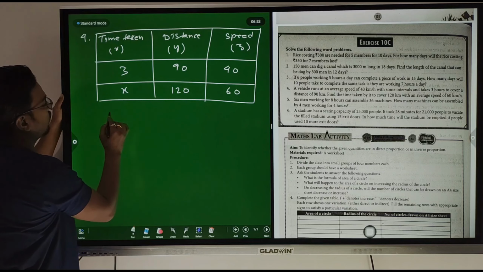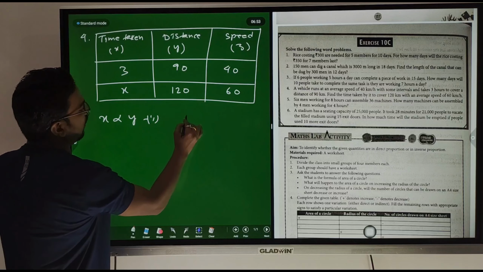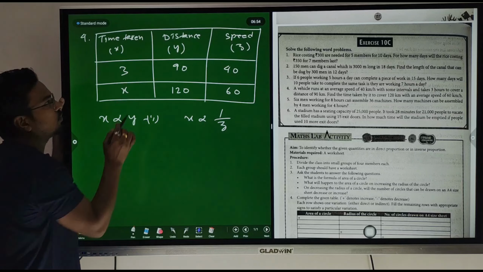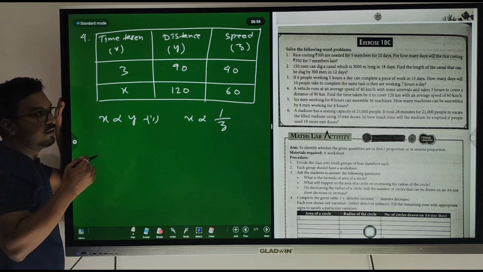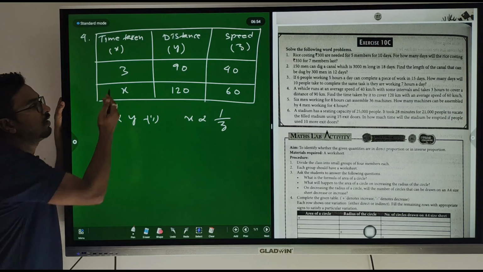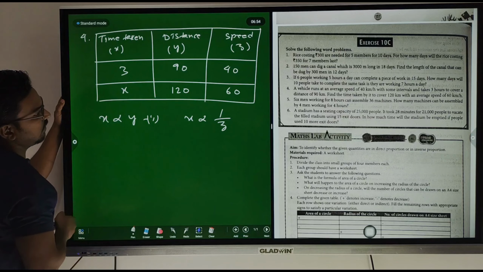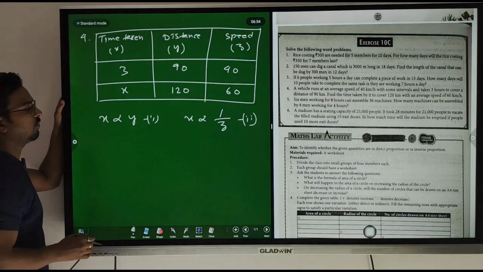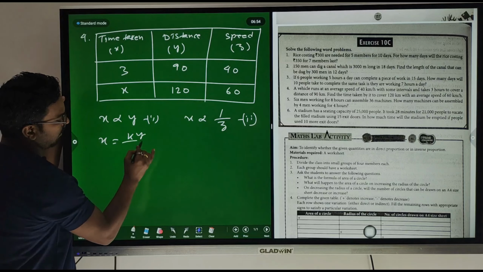So the first one is directly proportional. So x is directly proportional to y, and x is inversely proportional to z. Why? Because the more speed you go, the less time you will take, right? If the speed is less, then you will take more time. If the speed is more, you will take less time, right? So the first one is directly proportional, and the second one is inversely proportional. So I told you x is equal to ky by z.